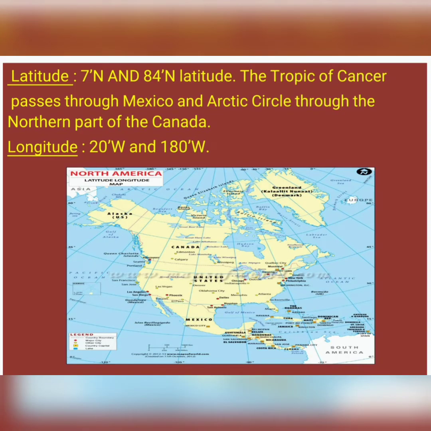Latitudinally, North America extends between 7° north and 84° north latitudes. The Tropic of Cancer passes through Mexico and the Arctic Circle through the northern part of Canada. Longitudinally, North America extends between 20° west and 180° west longitudes.